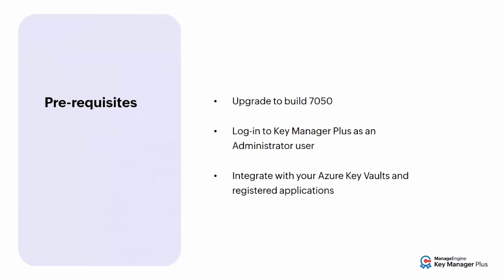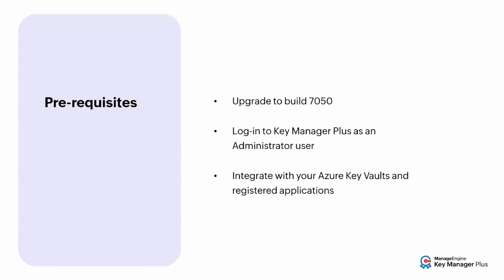To integrate Azure with Key Manager Plus, you need to ensure you are on Key Manager Plus build 7050 and above. An administrator login to Key Manager Plus is required. In addition to that, you should have access to the Azure Active Directory with subscription level IAM permissions. With these prerequisites in place, the next step is to understand what information Key Manager Plus expects from Azure for the integration. This helps ensure that the platform can authenticate securely and access the right resources.